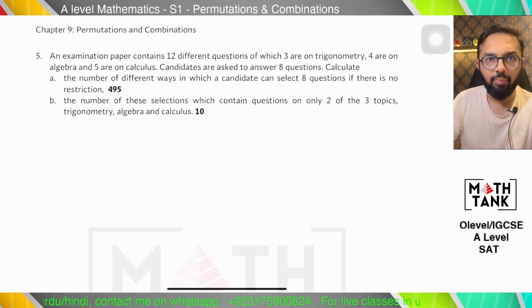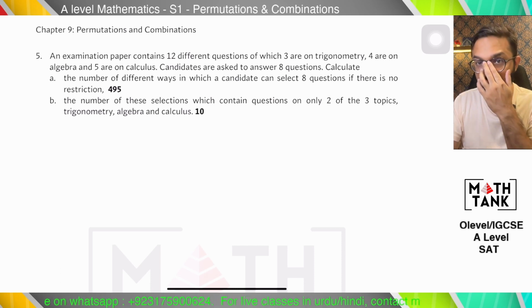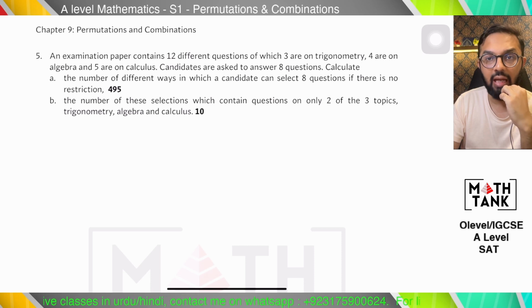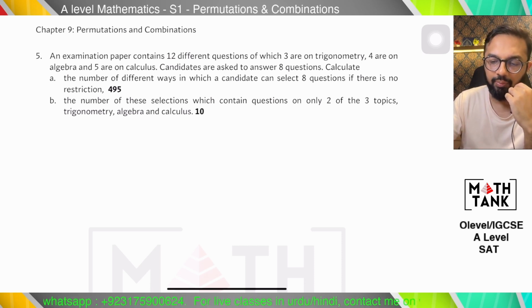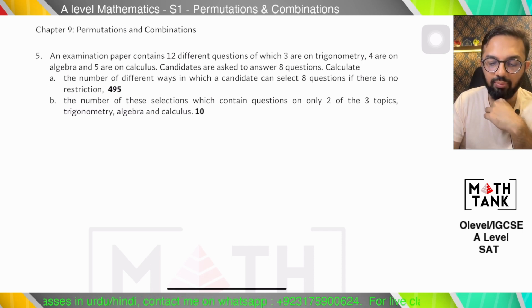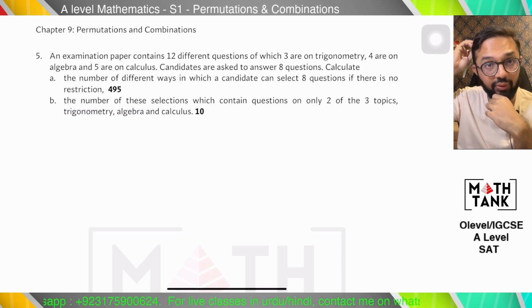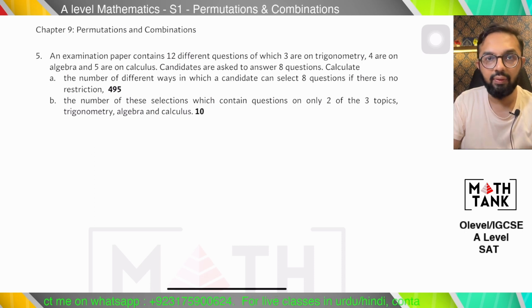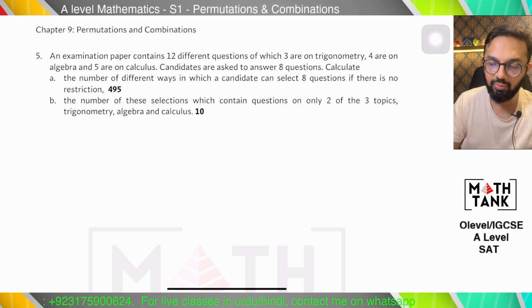Let's make this a little more complicated. Now, this is actually an AS level math question. The rest of the questions that you did were basically O level add math. So this is something that you need to be aware of, and let's do this together. It says an examination paper contains 12 different questions, of which 3 are on trigonometry, 4 are on algebra, and 5 are on calculus. Candidates are asked to answer 8 questions. Calculate the number of different ways in which a candidate can select 8 questions if there are no restrictions.